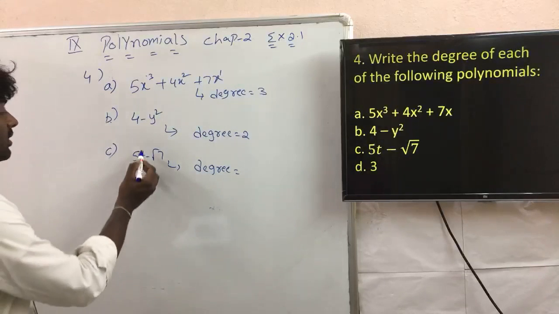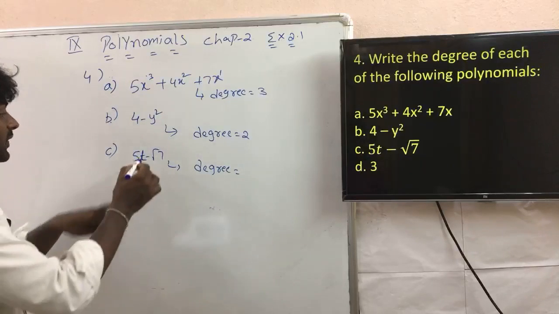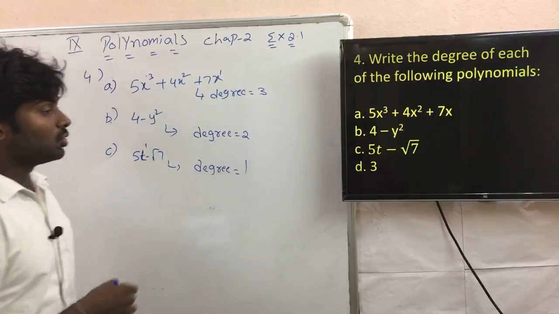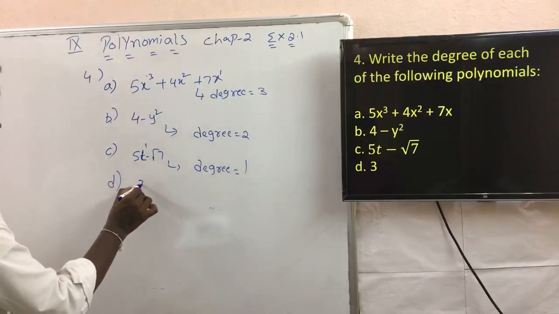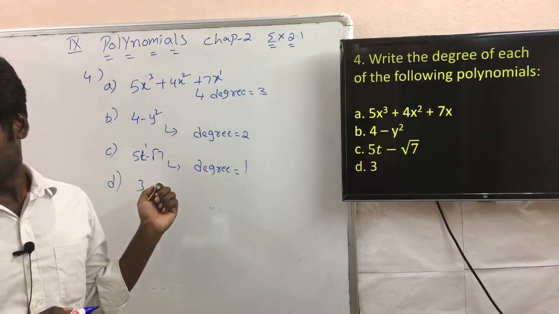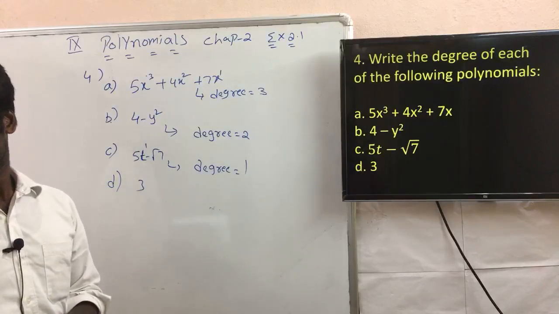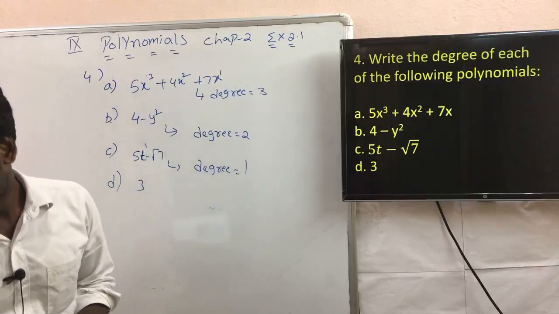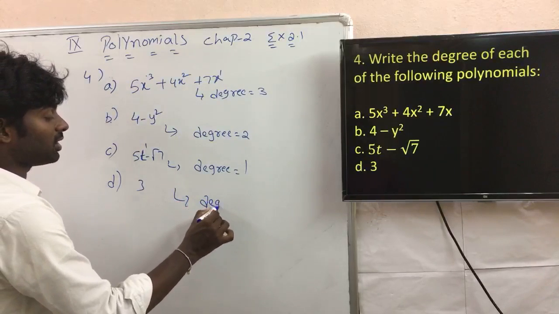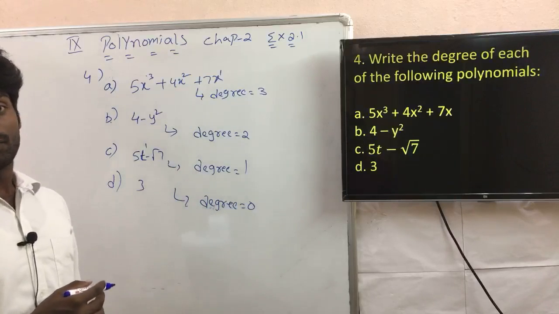Yes, 1. See, t is a variable here. We have 1, this is the highest power. So obviously degree equals to 1. Then what is the degree of the polynomial 3? Yes, 0. Because this is the constant polynomial. I already said that degree of constant polynomial is 0. Okay.